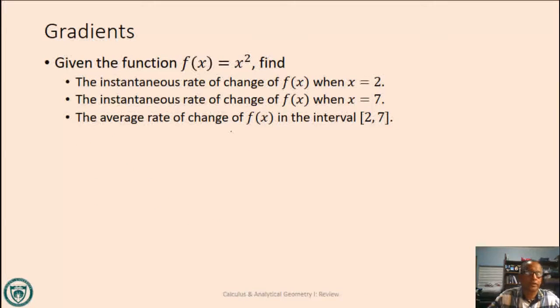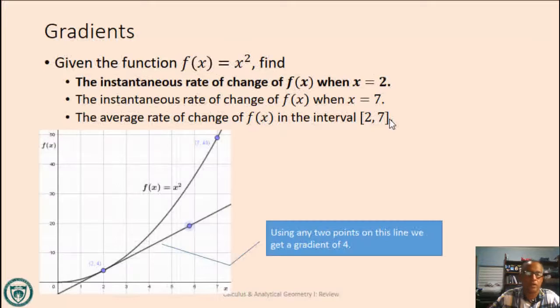So now we look at a different question. Now we're looking at finding the gradient on a function that's not a simple straight line. So we're given this function f of x equals x squared, and we're asked to find the gradient. That's what the rate of change is. We're asked to find the gradient when x is 2, when x is 7, and the average rate of change in the interval from 2 to 7.